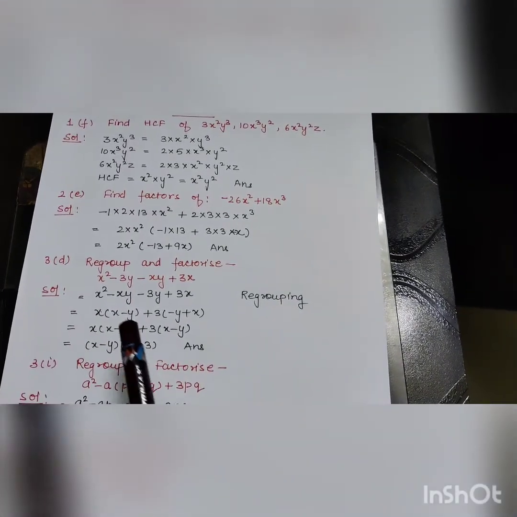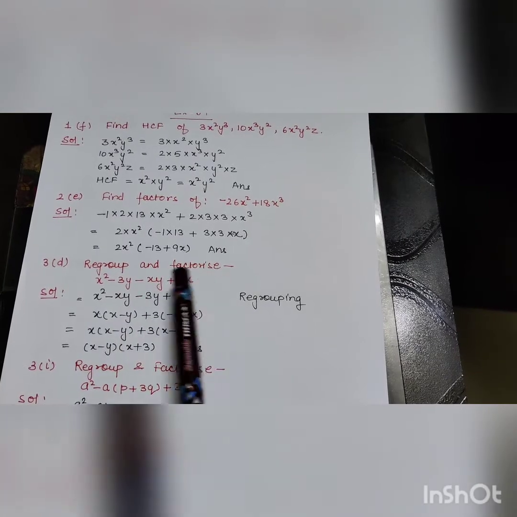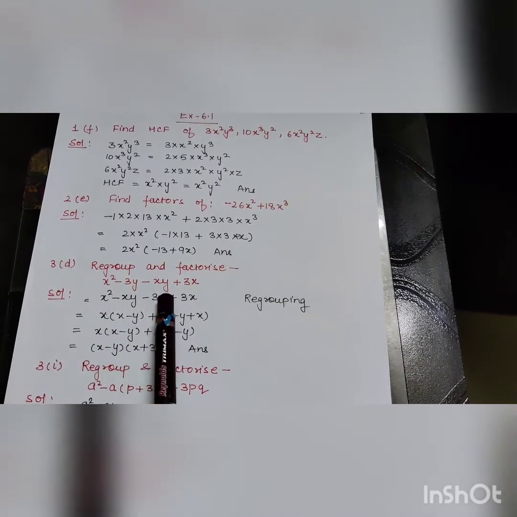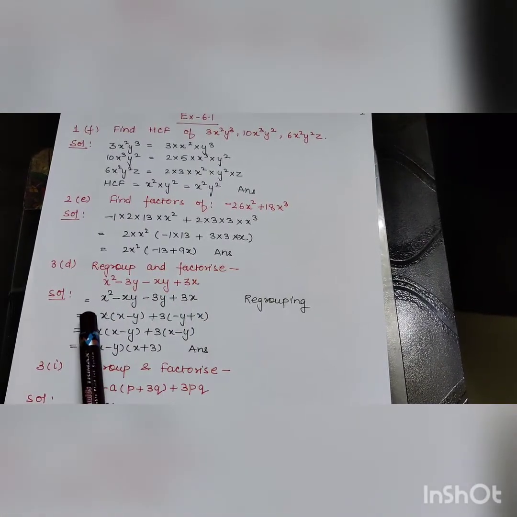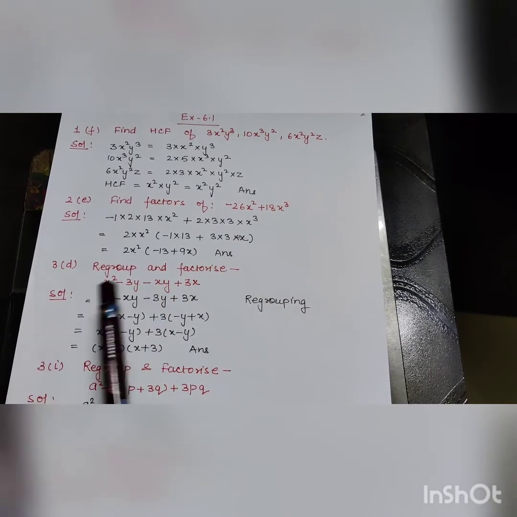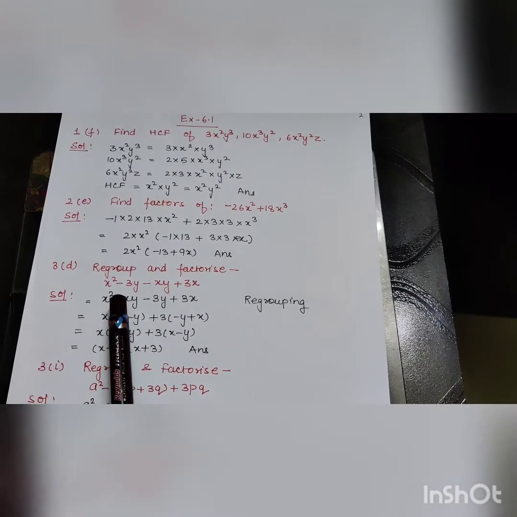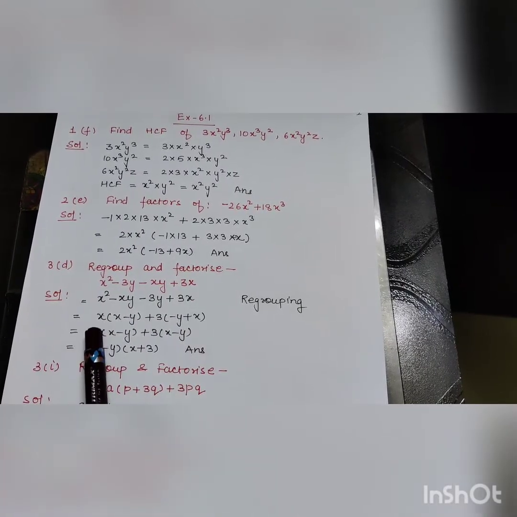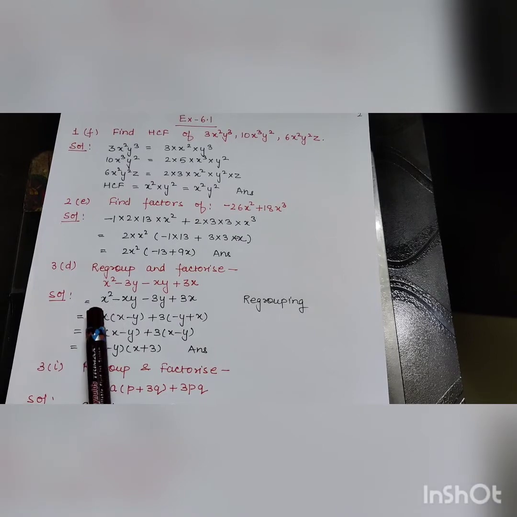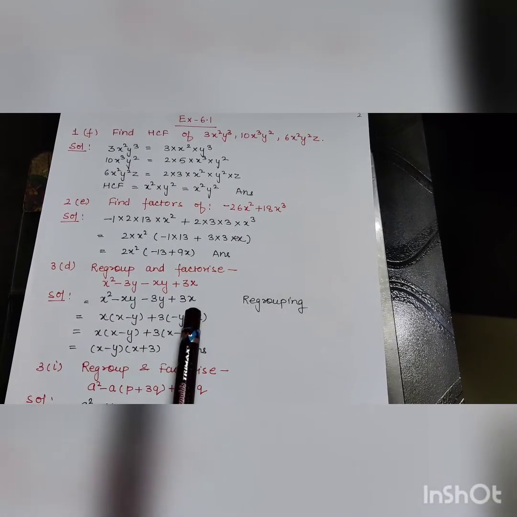Question number 3, D part. Regroup and factorize: x square minus 3y minus xy plus 3x. We have to regroup this first and then factorize. So we are regrouping the first one with the third one and the second one with the fourth one. Let's take them together, the first and the third, and the second and the fourth.